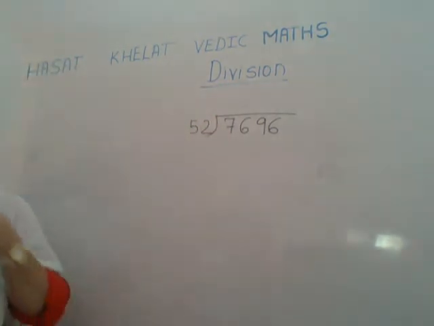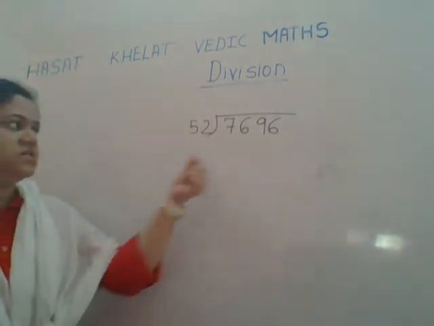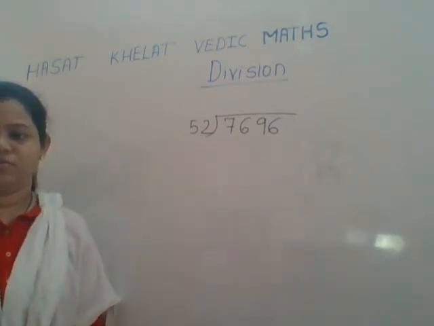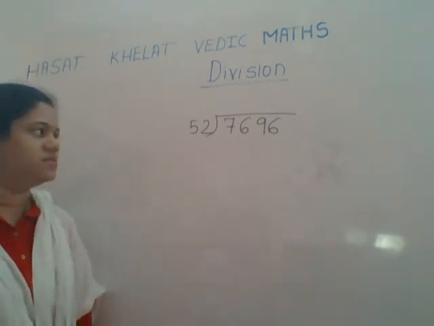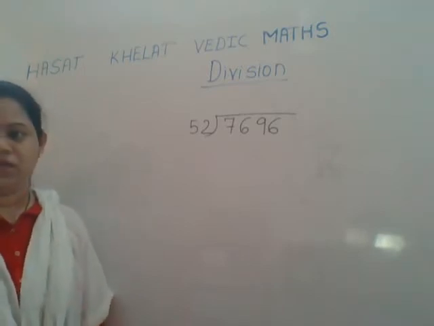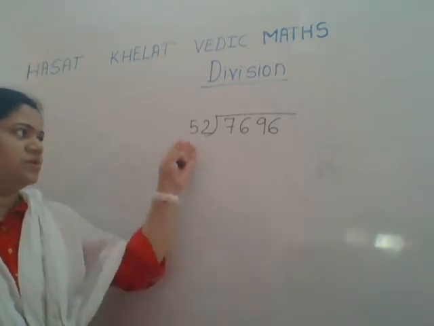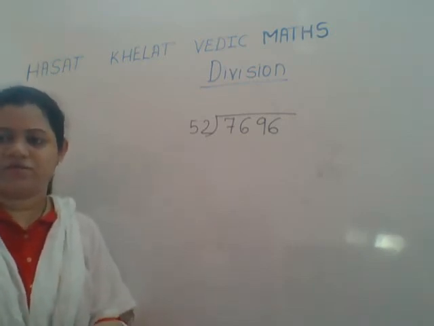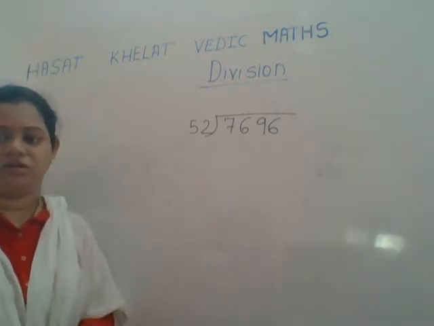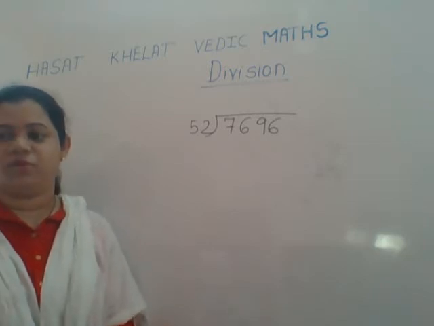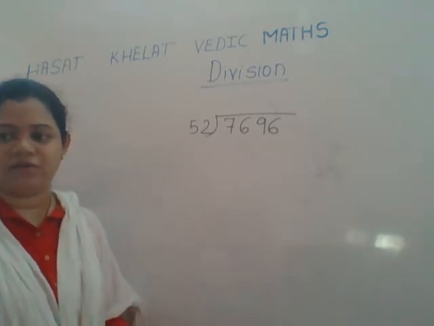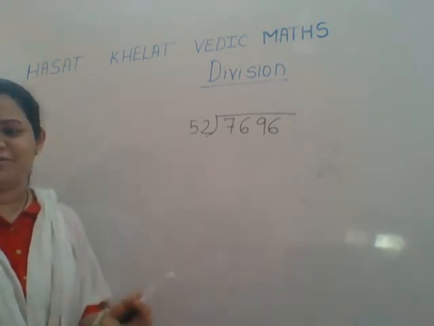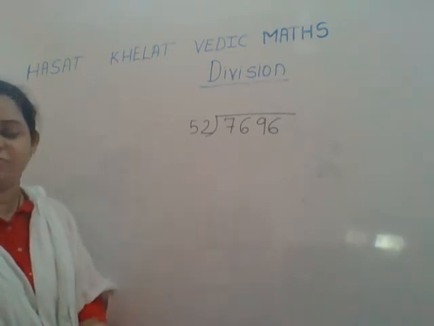Okay. Suppose this is my division: 7696 divided by 52. Now for this purpose, will you remember 52's table or write down 52's table and then do the division? No, absolutely not. That is not our method, because we are smart. We will deal with these numbers very smartly.